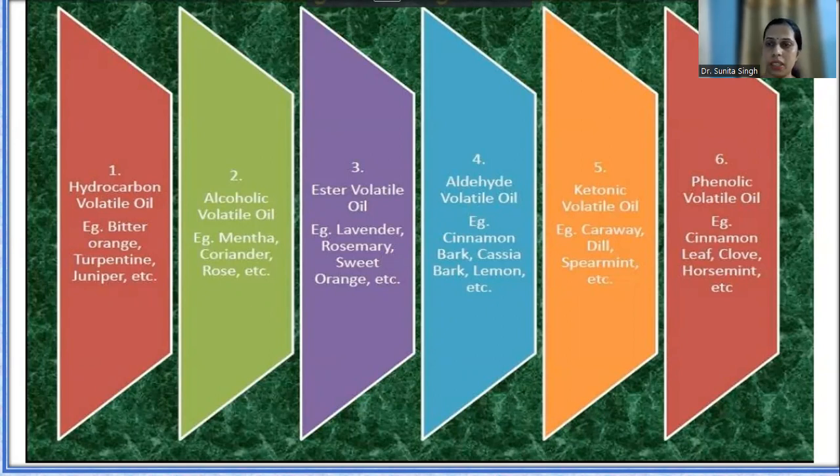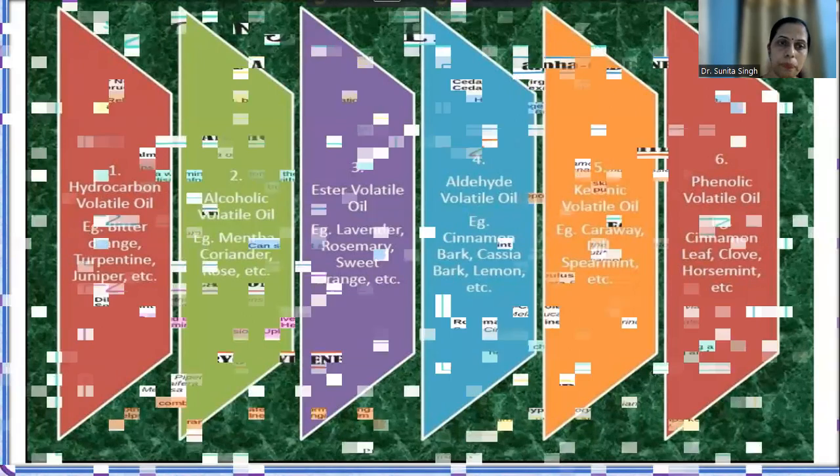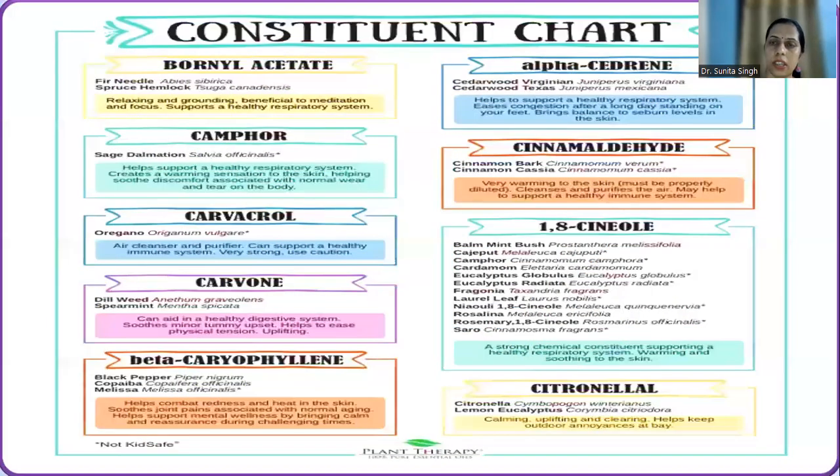So these are the basic classifications of essential oils on the basis of the different types of functional groups present in them, either acyclic in terms of terpene, or derivatives, or having an aromatic ring in the form of a benzene ring. This is the constituent chart. We have bornyl acetate, which is found in Abies indica. We have carvone, which is found in dill weed, and they all have different therapeutic properties.